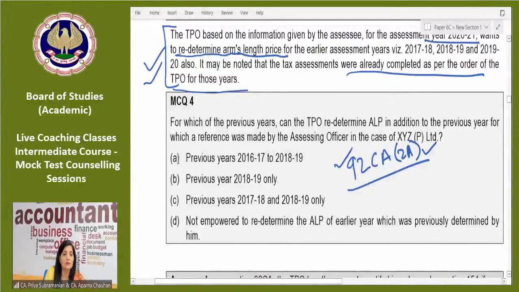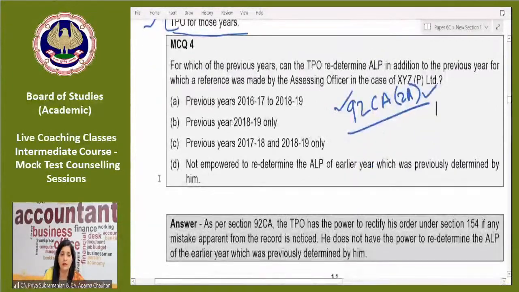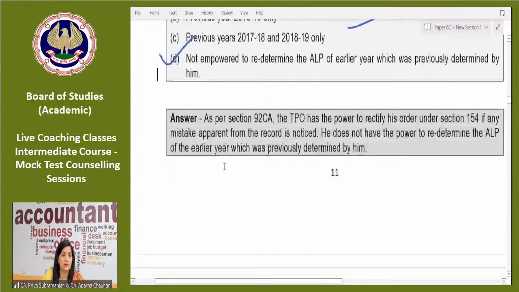Accordingly, the first option relates to previous years 16, 17, 18, 19. B option is for 18, 19 only. C option is previous years 17, 18, 18, 19. We cannot redetermine these. So the correct option would be D, since the TPO is not empowered to redetermine the ALP of an earlier year, which was previously determined by him. Right? This is the correct option.